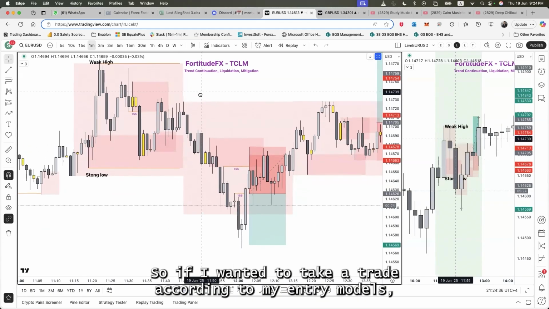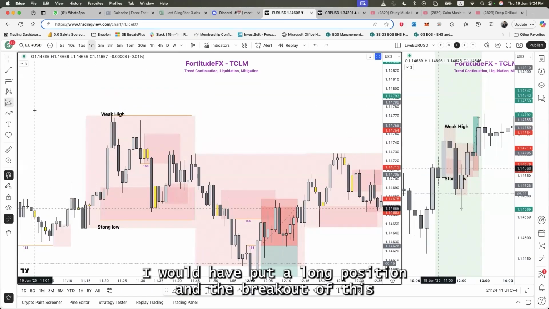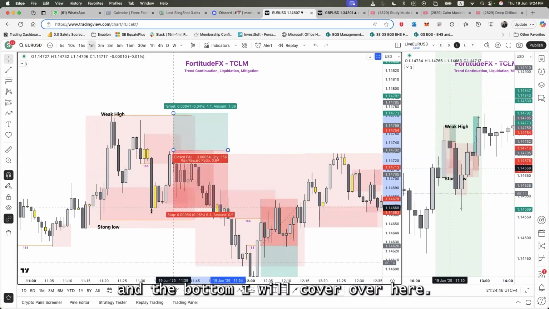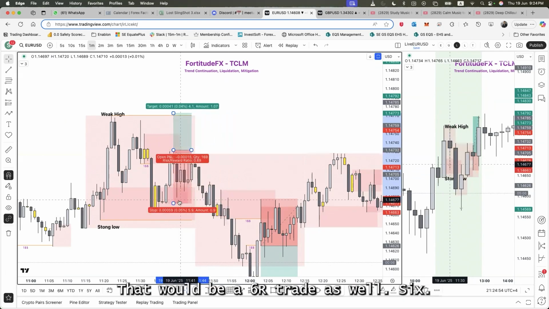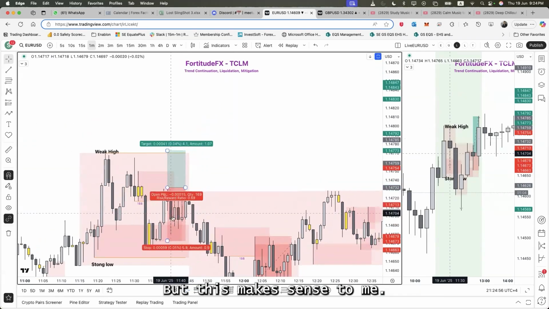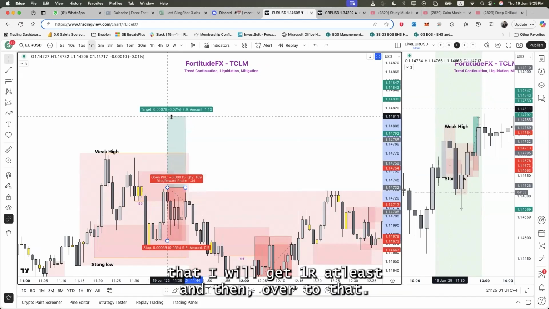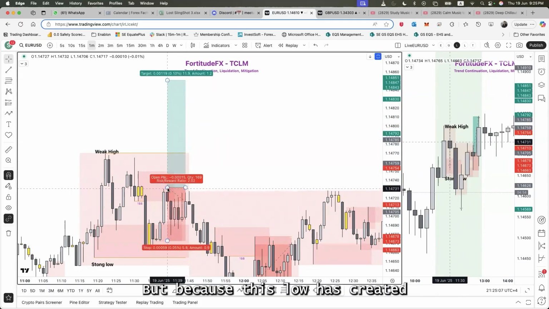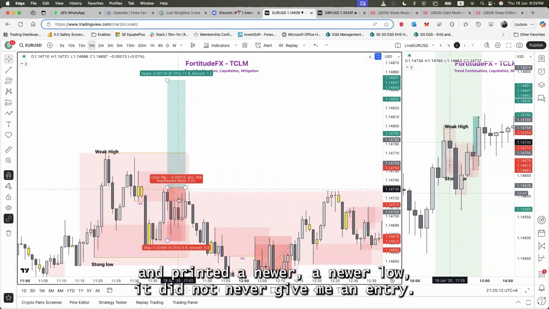So if I wanted to take a trade according to my entry models, I would have put a long position at the breakout of this, and the bottom I will cover over here, right? So that will be a 6 pip stop, or this range, this block, sorry. So that will be a 6 pip trade as well. But this makes sense to me. This stop loss makes sense to me. And then this I would run because I would have anticipated that I'll get 1R at least, and then over there. But because this low has created and printed a newer low, it never gave me an entry.